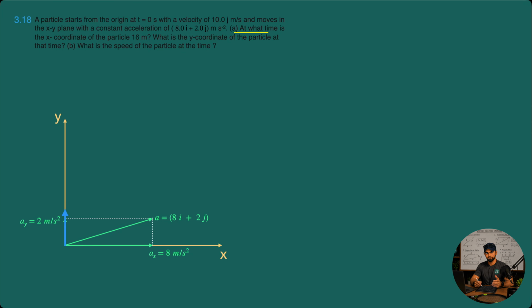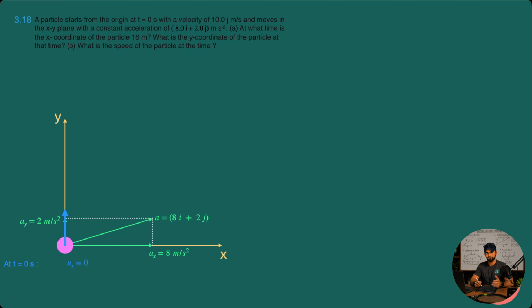In part A, we need to find the time taken by the particle to reach 16 meters along the x-axis. To make the solution easier, let's first study the motion only along the x-axis. At t equal to 0 second, the particle is at the origin. Its initial velocity along the x-axis is 0. Notice that the particle initially has velocity only along the y-axis. Along the x-axis, the only quantity causing motion is the constant acceleration of 8 meter per second squared. This acceleration gradually increases the particle's velocity and moves it along the positive x direction.